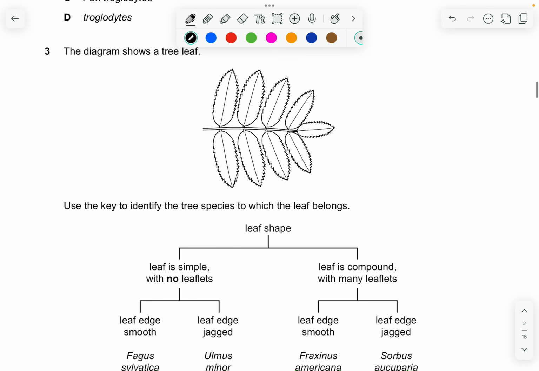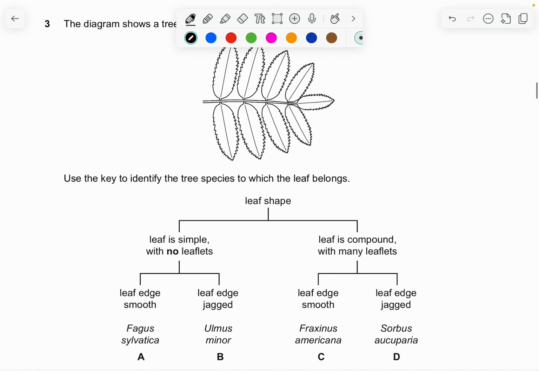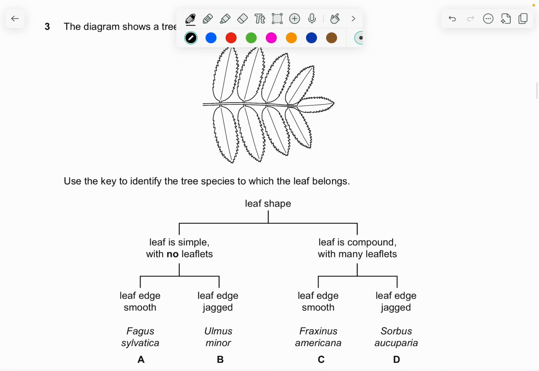Question 3. The diagram shows a tree leaf. Use the key to identify the tree species to which the leaf belongs. So this is actually a dichotomous key, and let's try to see. First thing, they say this is the leaf shape. I'm just going to draw the highlight here. So the second row is that the leaf is simple with no leaflets, or the leaf is compound with many leaflets. Of course you can see there's 1, 2, 3, 4, 5, 6, 7, 8, 9. So it's a leaf that is compound with many leaflets.